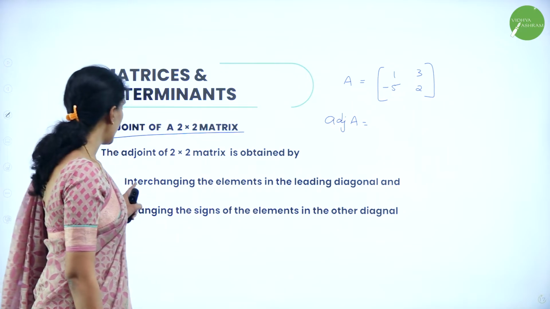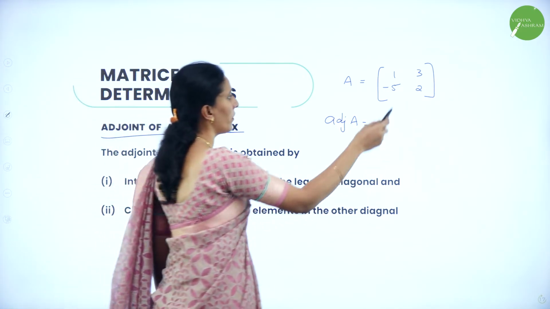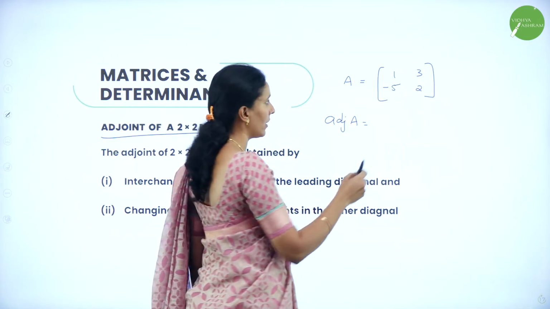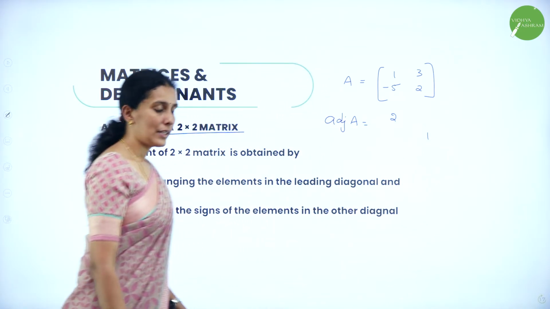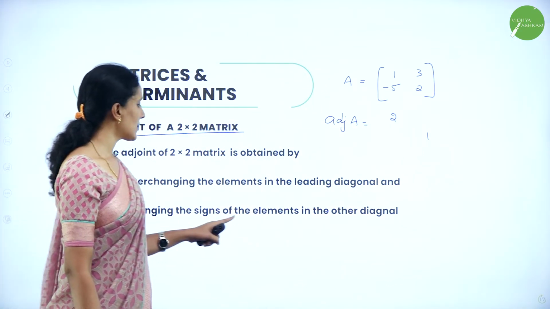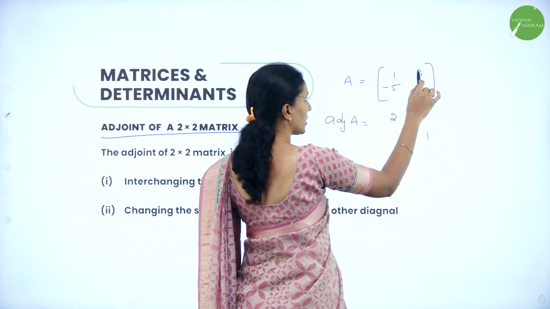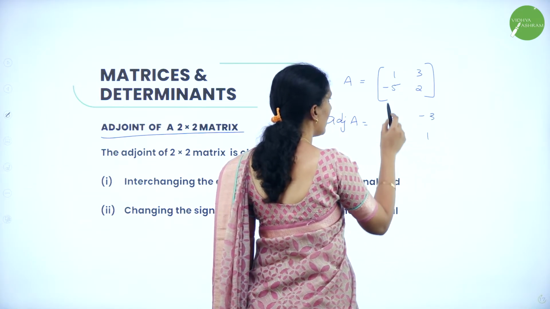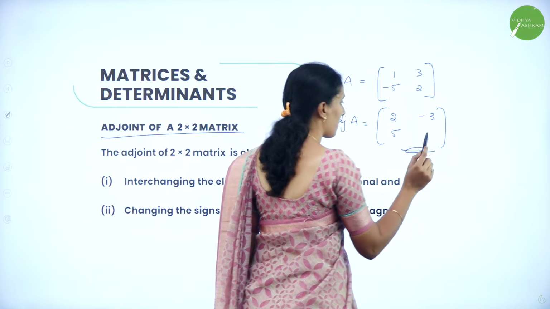The first rule says interchange the elements in the leading diagonal, meaning the principal diagonal. Interchange these elements: 2, 1. The second rule says change the sign of the elements in the other diagonal. You are not supposed to interchange, but just change the sign. Plus 3 to minus 3, minus 5 to plus 5. So this is the adjoint A.